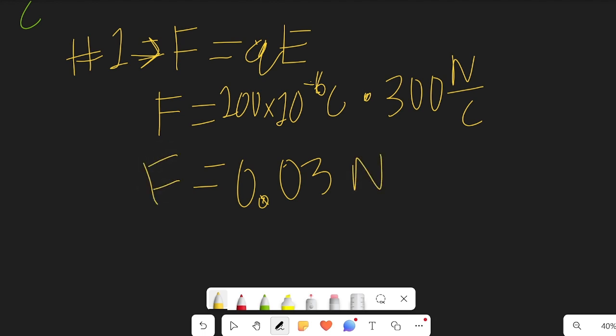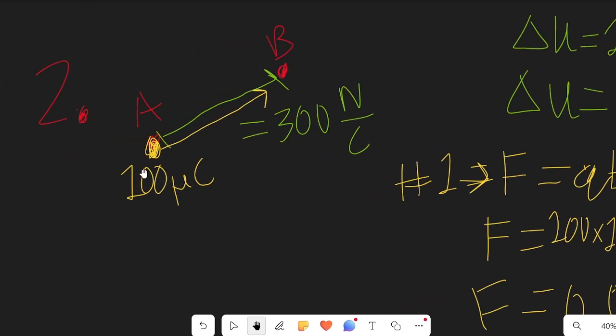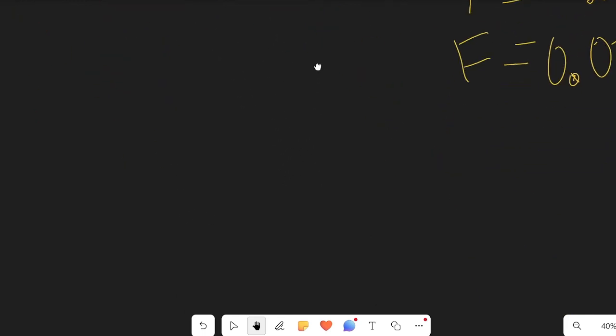So this is the amount of force required to push this 100 microcoulomb charge over this electric field of 300 newtons per coulomb. And notice here, we don't have to use any distance. It's going to be a constant force required to push it through a distance. Because remember, this electric field is the electric field between the 2 points. So as we increase the distance, there's going to be more electric field as we increase the distance. Now let's do a third problem.